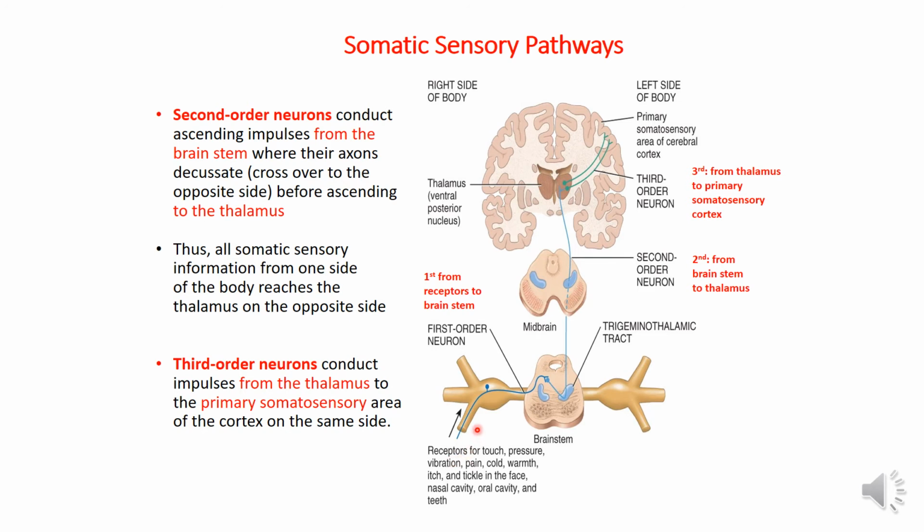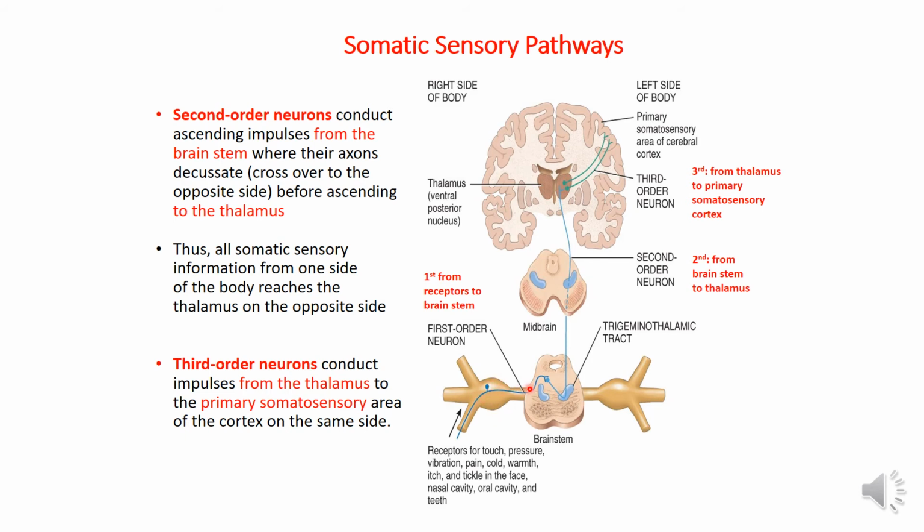We have here the trigeminal pathway. In this figure, we have the trigeminal pathway, and the trigeminal pathway is carrying sensation from the face and head. For example, we have here the first order neuron coming from what? Coming from receptors for touch, pressure, vibration, pain, cold and warm, tickle and itch in the face, and even in the nasal cavity, oral cavity, and the teeth. Then the cell bodies are located in the trigeminal ganglia.